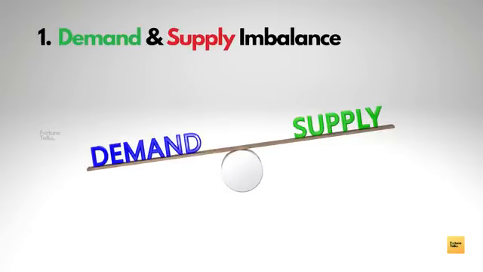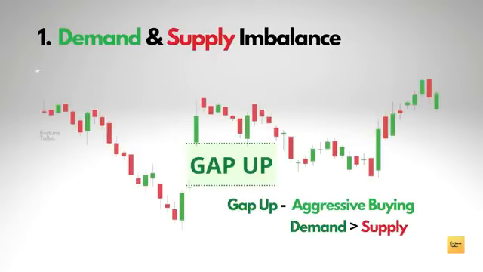First of all, gaps occur due to an imbalance between the demand and supply. The gap up, for example, is because of the aggressiveness of buyers, which means that there are more buy orders in the market, or simply the demand is greater than the supply, which will boost the prices to go up, or in other words, the price will gap up.